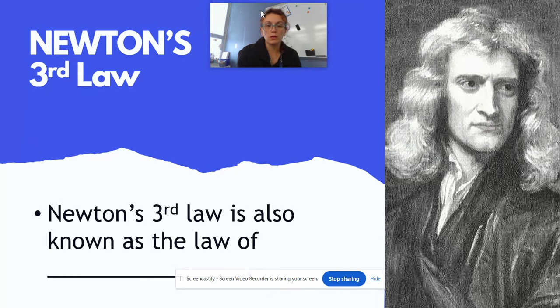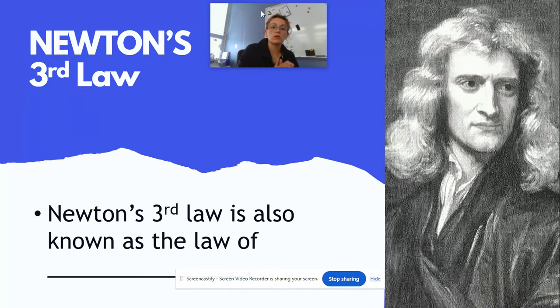Then we have Newton's second law, and that's the one that we just did our CSA on, which is the law of acceleration. So the acceleration of an object depends on two things, and that's force and its mass. And we can find its acceleration using the equation force equals mass times acceleration.